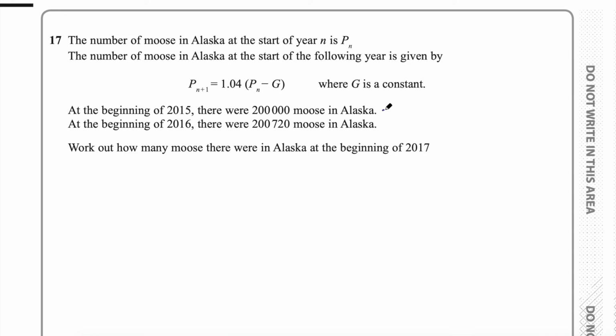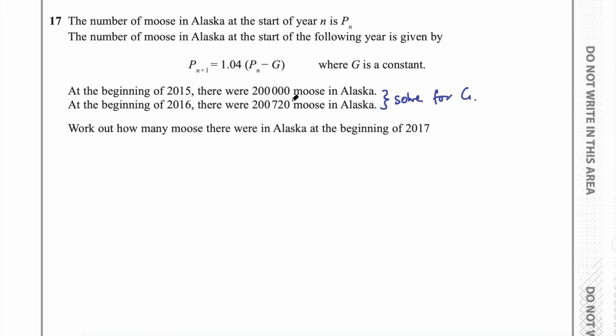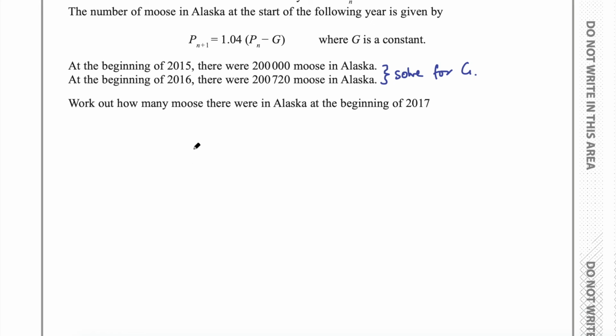Okay, so these 2 equations are going to allow us to solve for G, because they tell us G is a constant, and we'll need that in order to be able to find the number of moose in 2017. So the first thing we could do is use this information to find G. So we could say the number of moose in 2016, 200,720, equals 1.04 multiplied by the number of moose in 2015, 200,000, take G. All right, so once we've substituted those in, you can see we've only got one unknown, G, and we're going to be able to solve for that.